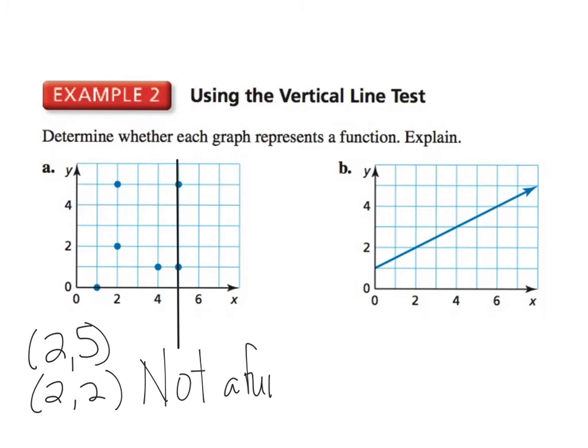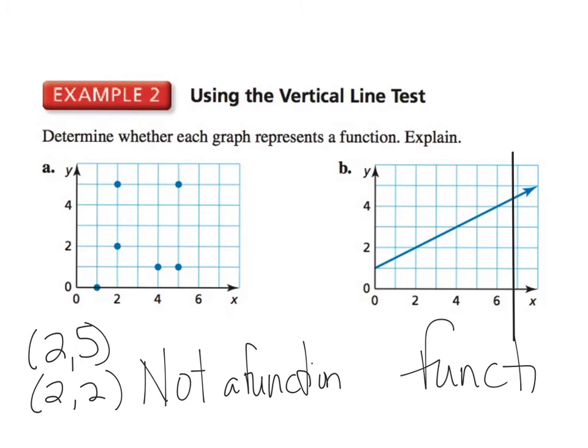And it's very important you understand the reason. The reason is you can draw a vertical line through more than one point, which means there is more than one output to an input. Now B, the vertical line passes. No matter where it is, it only passes once. So in B, it's a function.